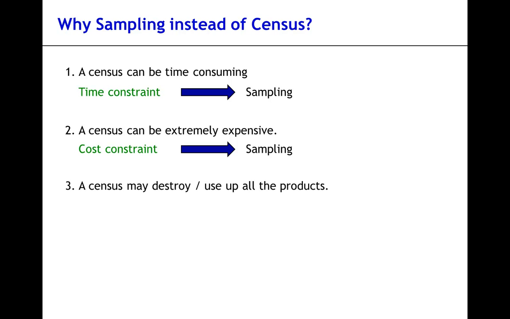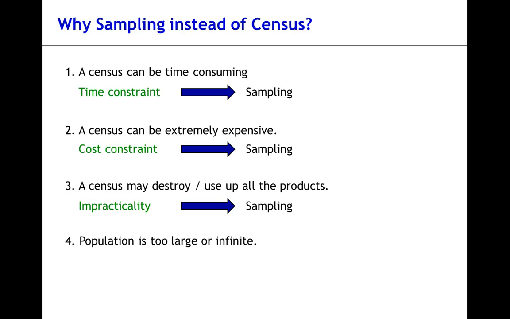3. A census may destroy or use up all the products. For example, when AVA tests the food products to be sold in the market, it is only practical to select a sample from each batch of food. Doing a census by testing all the food products offered is just not practical, as there will be no food left to sell in the market.